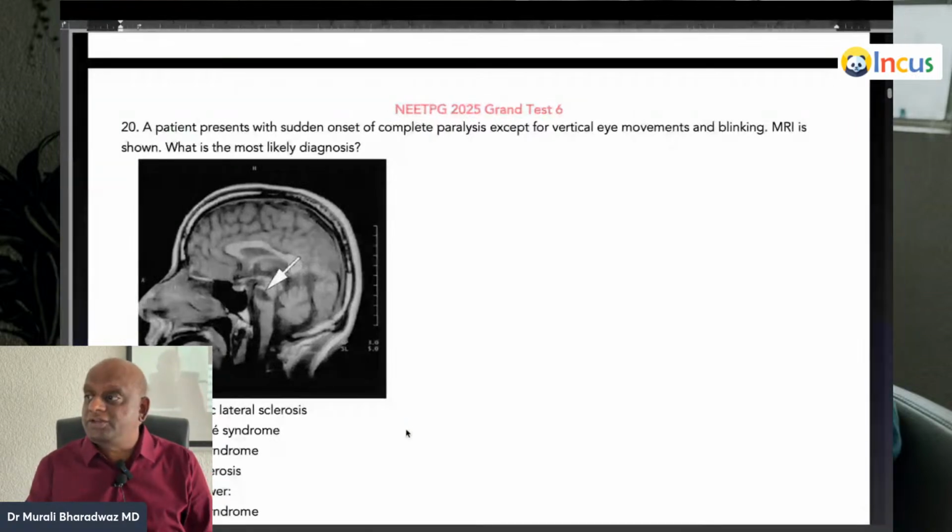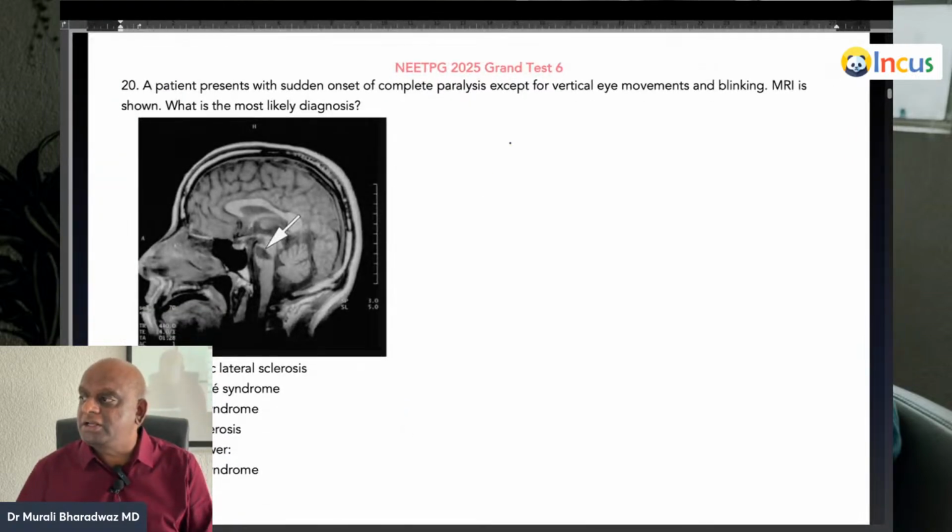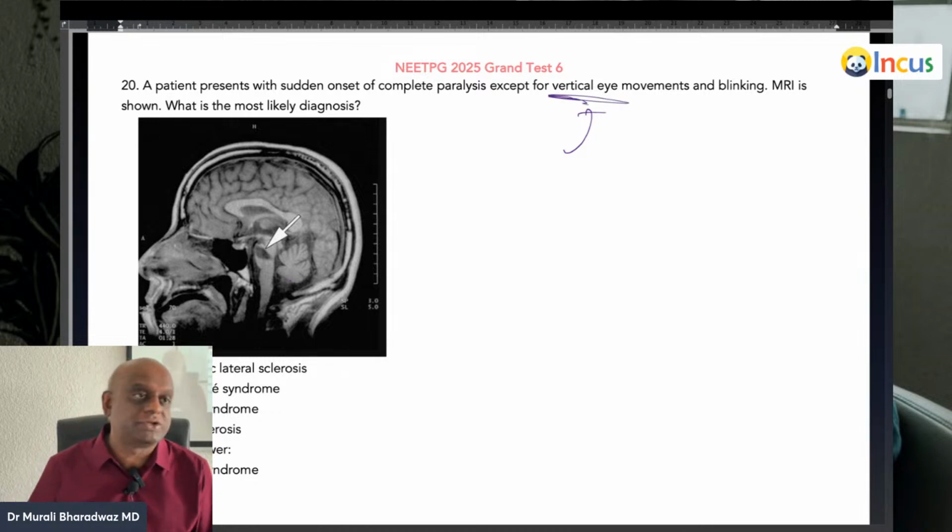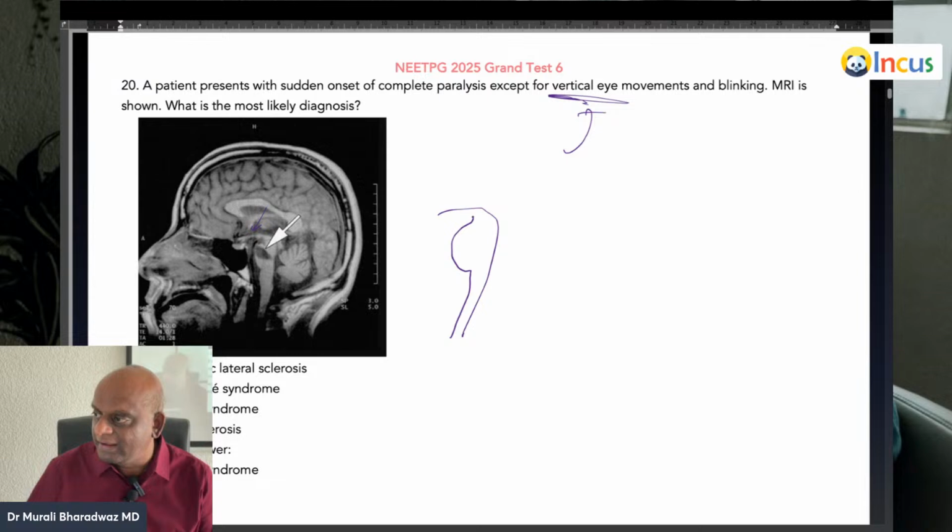A patient presents with sudden onset of complete paralysis except for vertical eye movements and blinking. So what do you see? See, this is this part. It looks like a bird, right? Can you see this structure? This is all brainstem. This part is medulla. This belly is there, no? This is pons. And the above part, this one is midbrain.